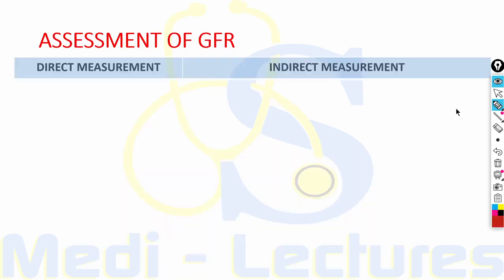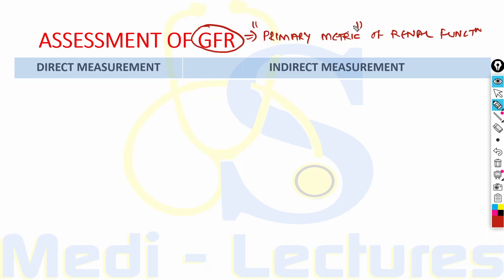Now friends, coming on to the assessment of GFR. Monitoring of GFR is very important in both hospital and outpatient settings, since GFR is the primary metric of renal function. The assessment of GFR can be done in two ways. Either there can be direct measurement or indirect measurement.